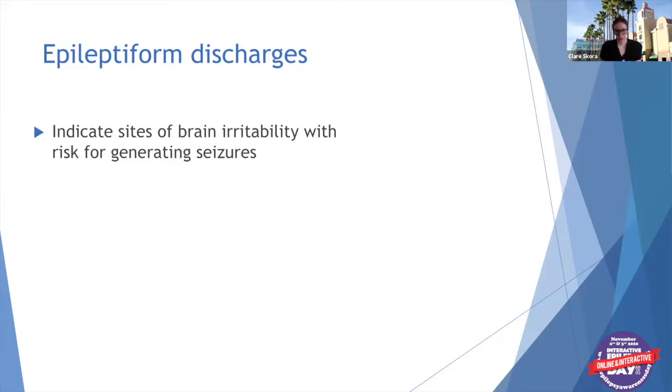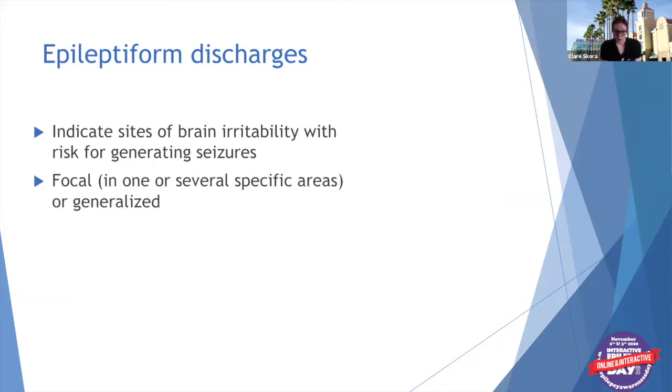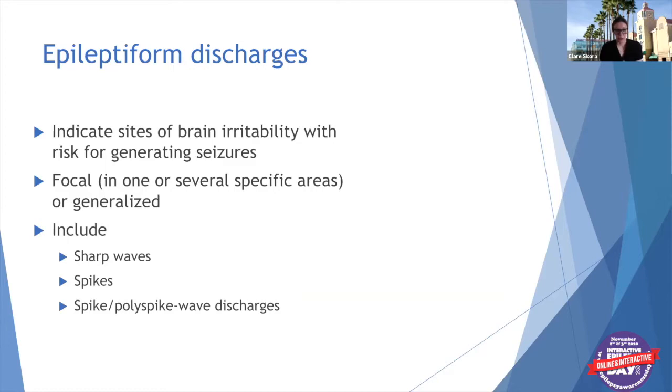So epileptiform discharges are areas of abnormal signaling that indicate sites of brain irritability that have risk for generating seizures. They can be focal, as in just one or several very specific areas, similar to focal slowing, or they can be generalized and seen in every area of the brain at the same time. And these include things that are called sharp waves, spikes, polyspike wave discharges. That's the terminology that you may see, and that as epileptologists we report based on certain shapes, morphologies we see.